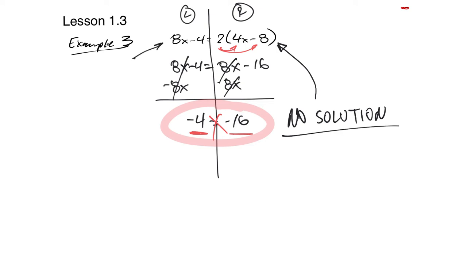Nothing I plug in works. If I do 1, I get 8 minus 4 is 4 over here. And I get 2 times negative 4 is negative 8. Does 4 equal negative 8? No.